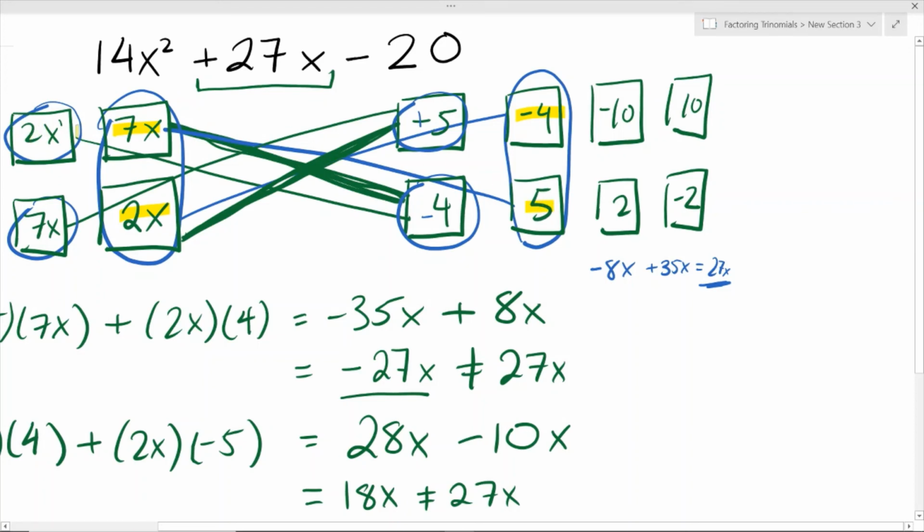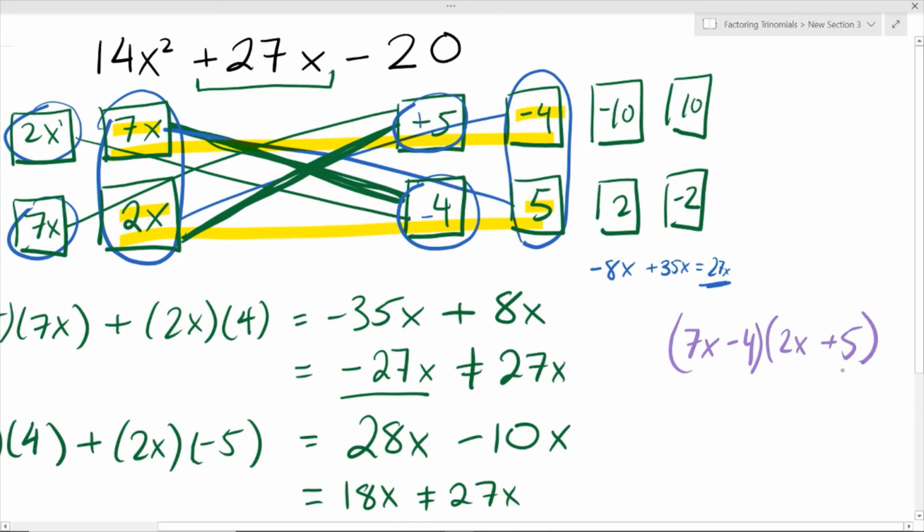We would have gotten 2x plus 5, because we would make a horizontal line here and underline it. This would be our factor, and this would also be our factor. So writing that out, our factors are what we have here underlined and highlighted. 7x minus 4, because these are circled, is that first factor. Our second factor is 2x plus 5, because this 5 has no sign, so it's positive.